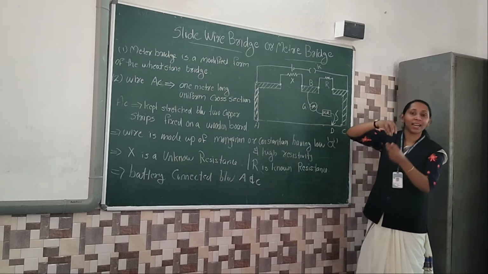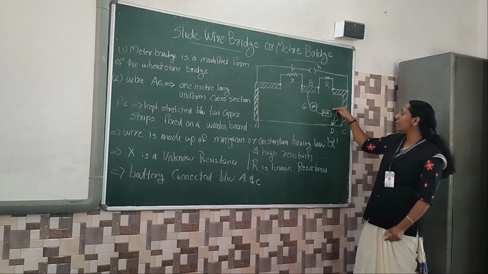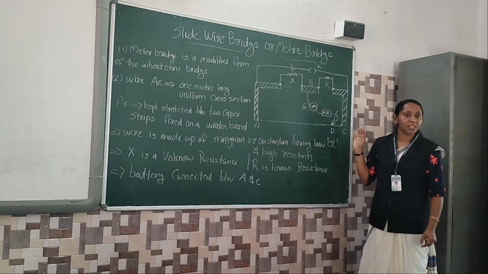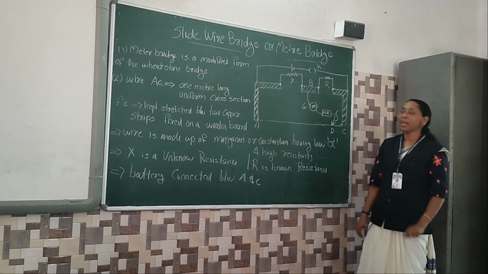Okay. Jockey is a connection, helping the high resistance connect to this wire. It is movable also. This much clear? These are the parts of a meter bridge.